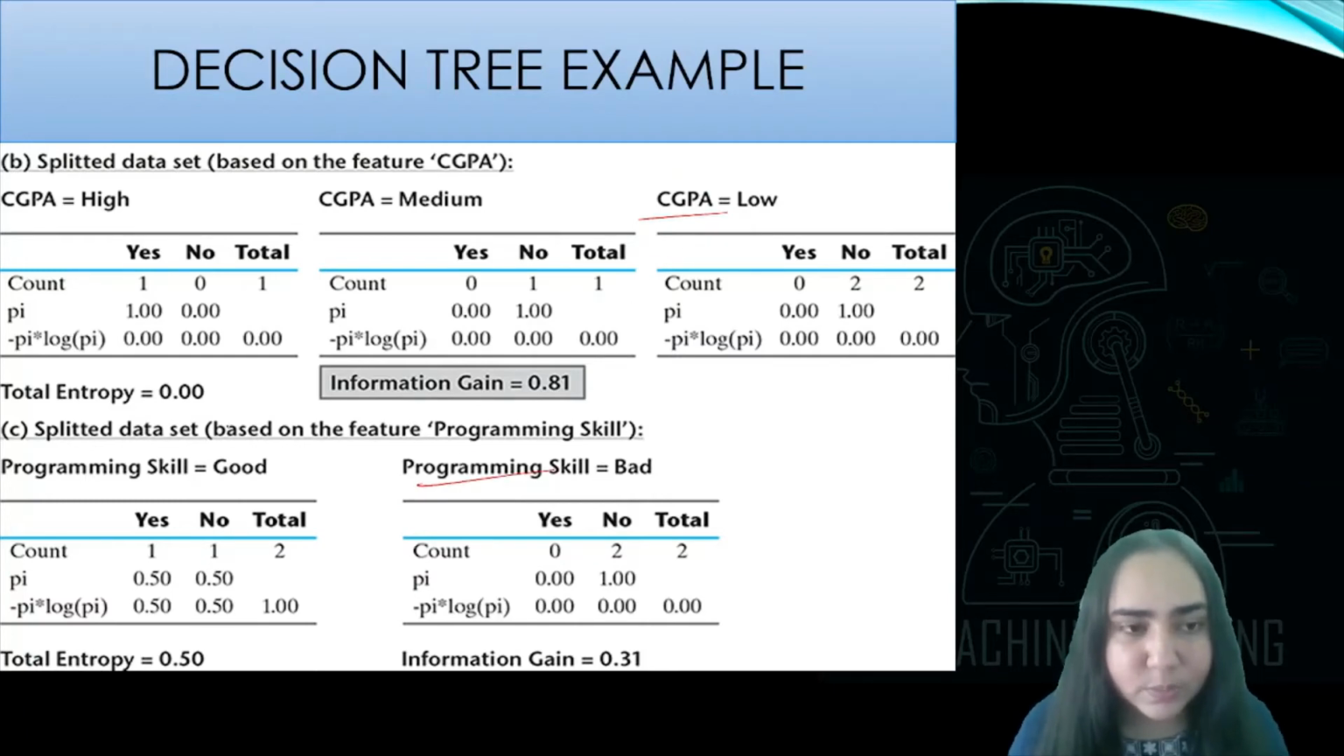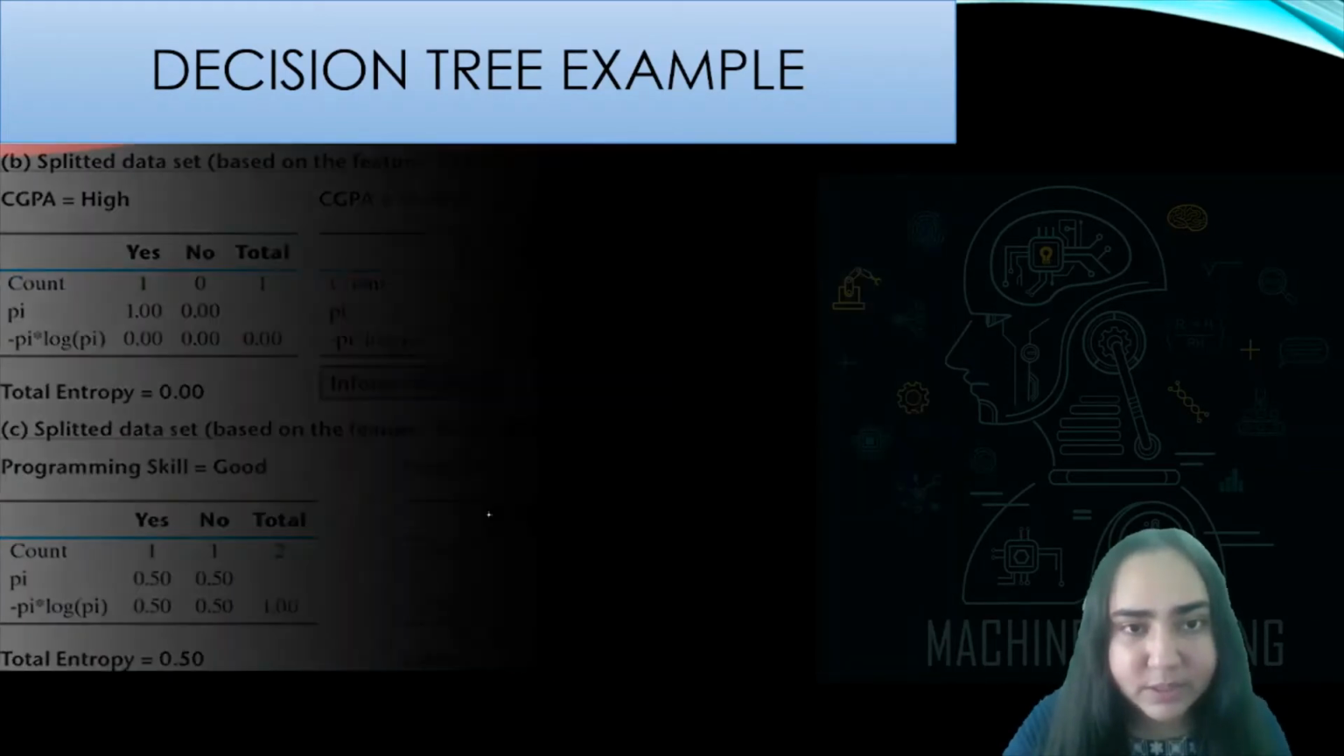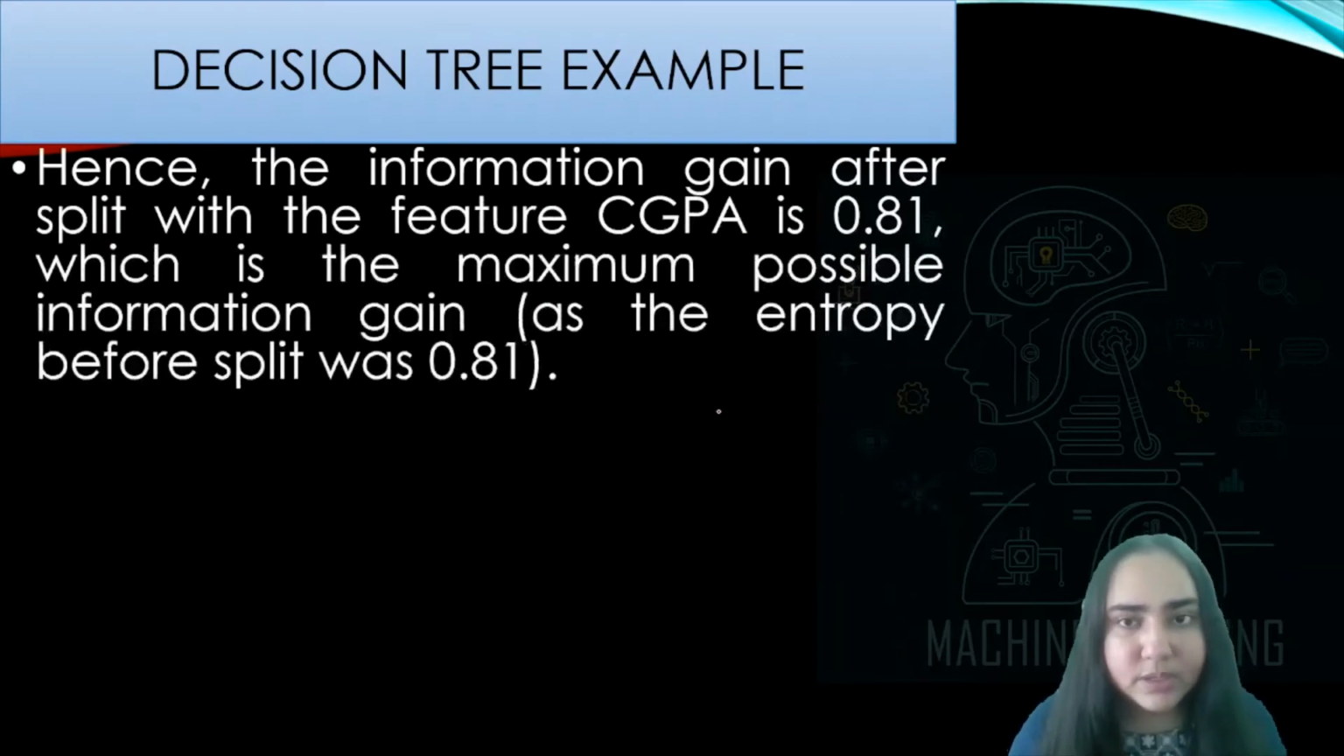So for CGPA, we get an entropy of 0. Information gain, obviously 0.81. This one is 0.5, information gain 0.31. Okay, so the obvious choice is CGPA. But the information gain is 0.81, and that's the maximum possible gain. After that, we are not able to get anything more than that, right?